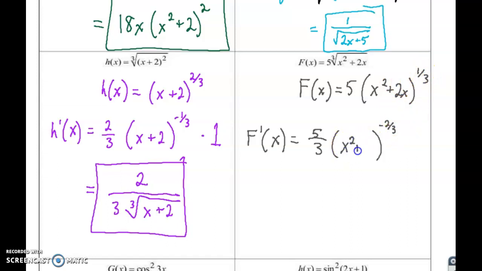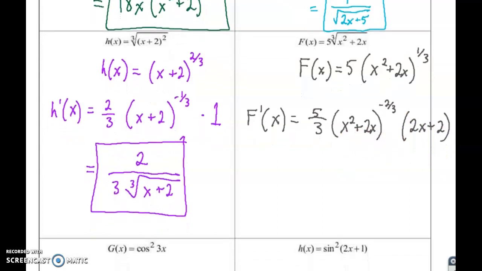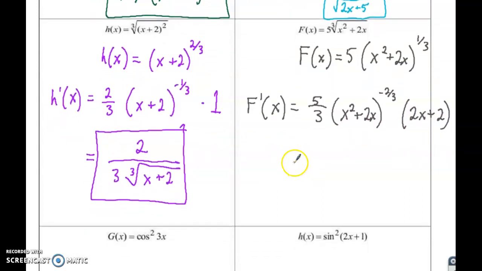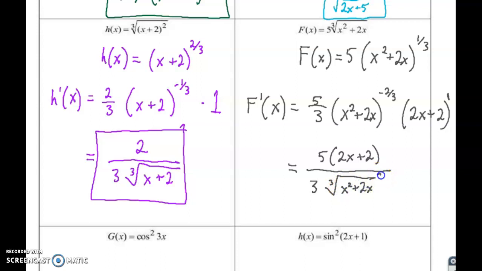Leave x squared plus 2x alone, and then times the derivative of that, which is 2x plus 2. The derivative of the inside, I guess I should clarify. So as you are simplifying, you would probably see it written this way, and they might actually distribute it. I'm not going to distribute. But this is a positive exponent, so it stays in the numerator, over 3. The negative exponent puts it back into the denominator. X squared plus 2x squared.